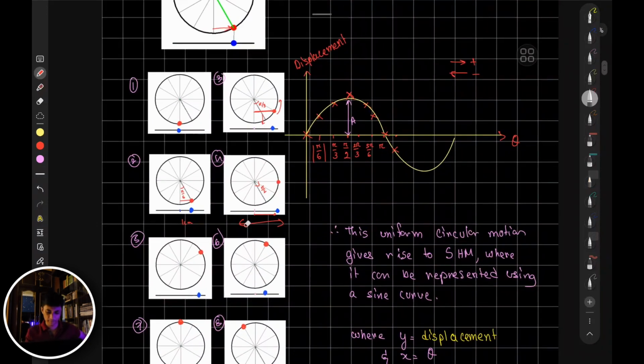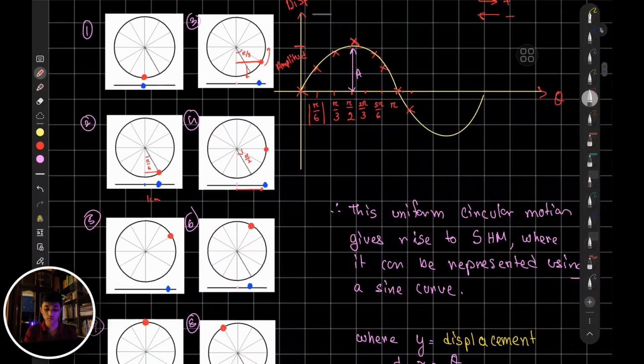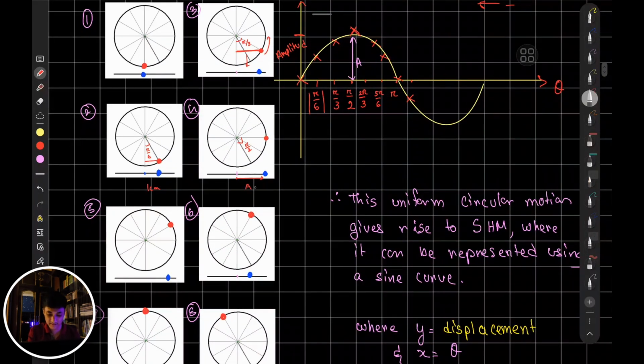Okay, great. So we know that through the projection of uniform circular motion, we can get simple harmonic motion. And now, once we plot the entire curve of displacement against theta, we get a nice sine curve, where the maximum displacement is amplitude. So what is the amplitude? This maximum distance from equilibrium to the furthest right position or the furthest left position.